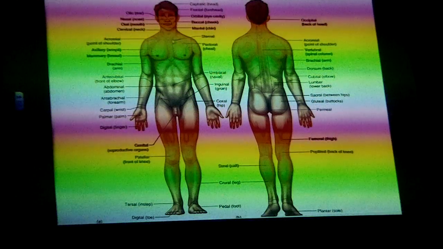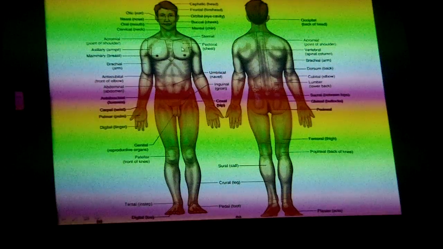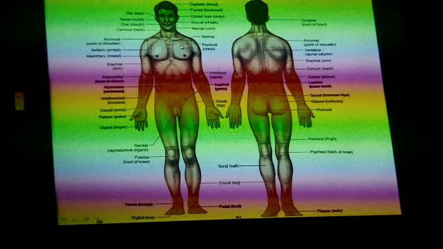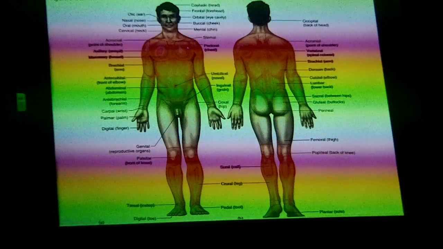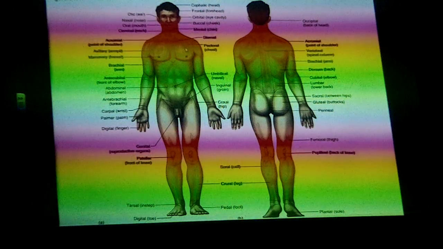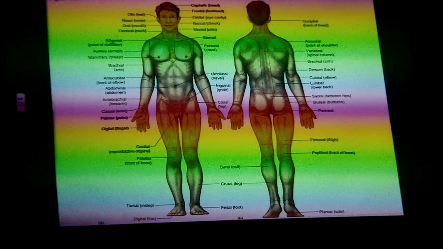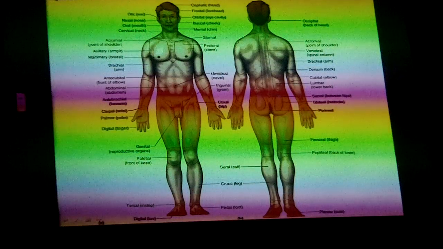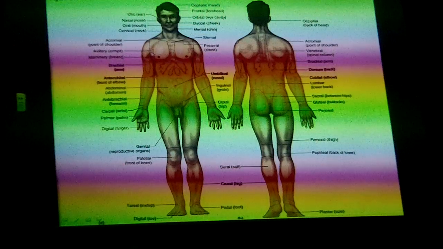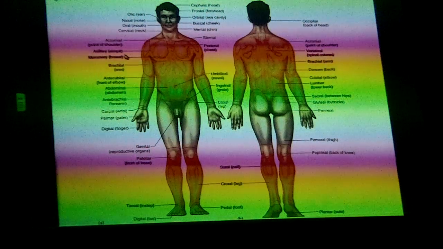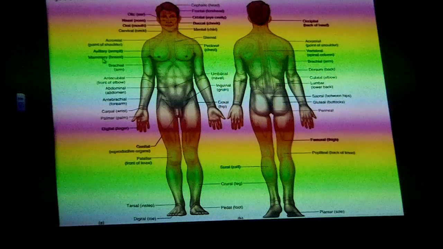The chest, this area here, is the sternal region. And this area here is the pectoral region. So they're both chest areas. The sternal is the middle of the chest, and the pectoral is the breast area. The acromial is the point of the shoulder. Acromial. The armpit is the axillary. The breast, where the nipples are, that's the mammary.